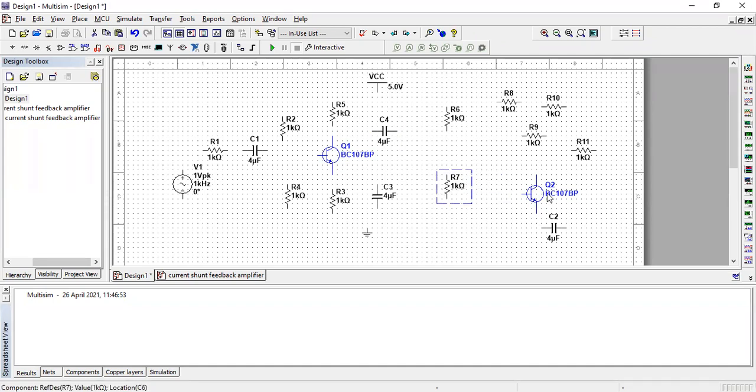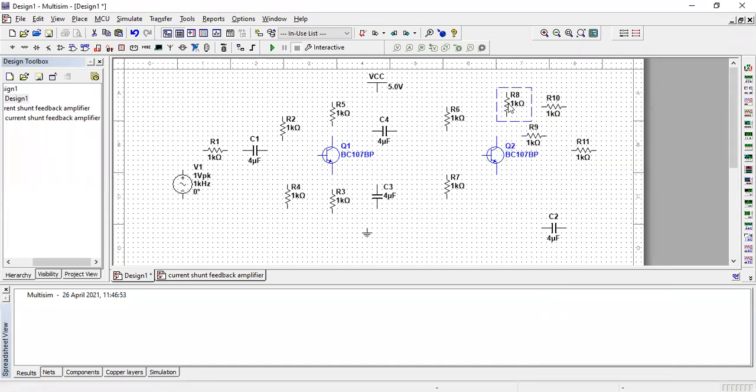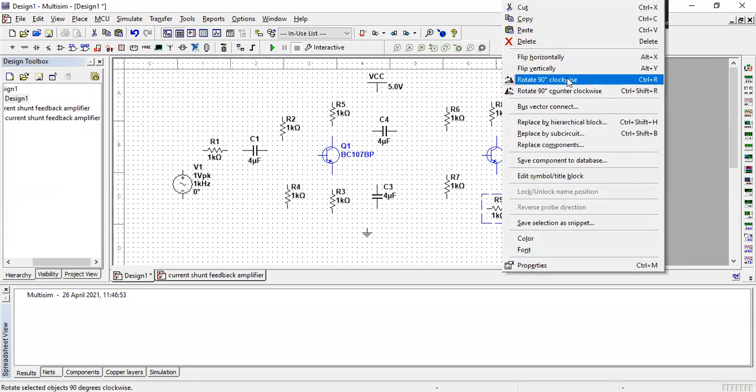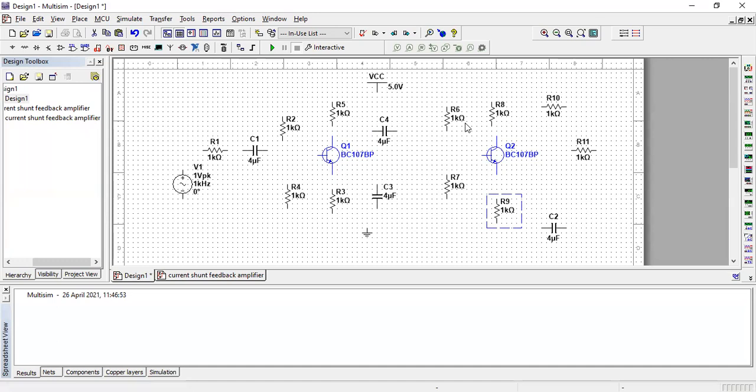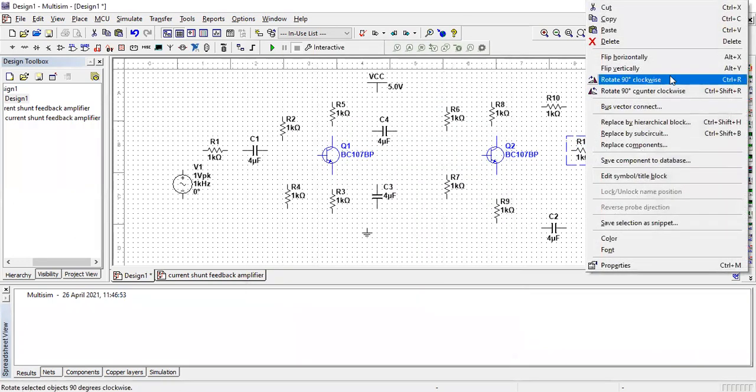Now I need to place what is required? A transistor is required. On the transistor collector side, I need to place the resistance. So 90 degrees clockwise, I'll keep the collector resistance. And I need an emitter resistance here that should be vertically 90 degrees clockwise. Okay. Any other resistance required? I need a load resistance. That should be placed vertically.